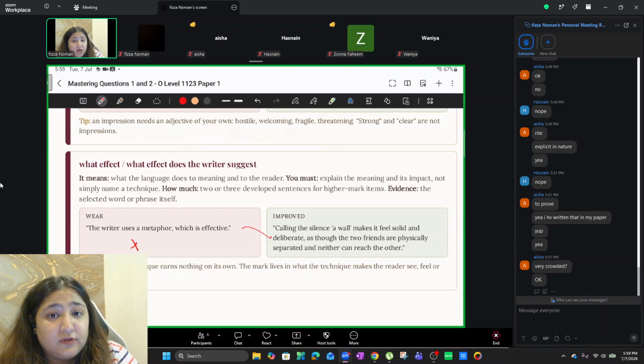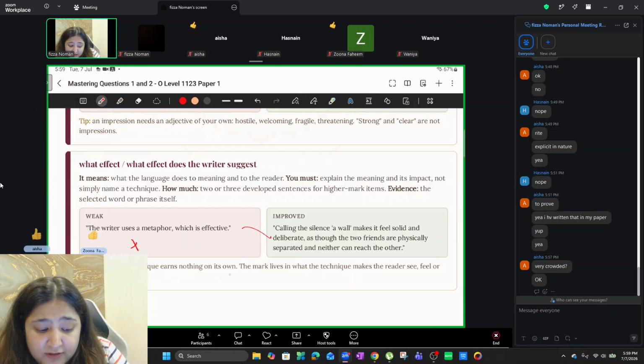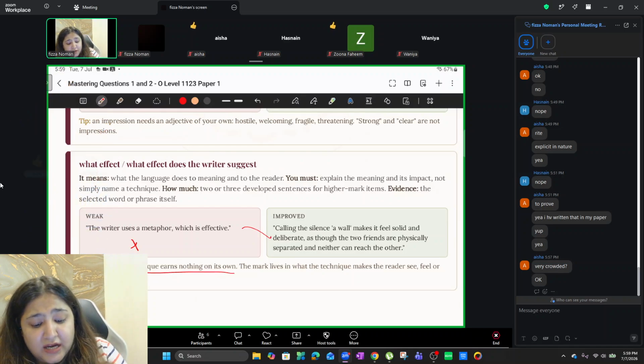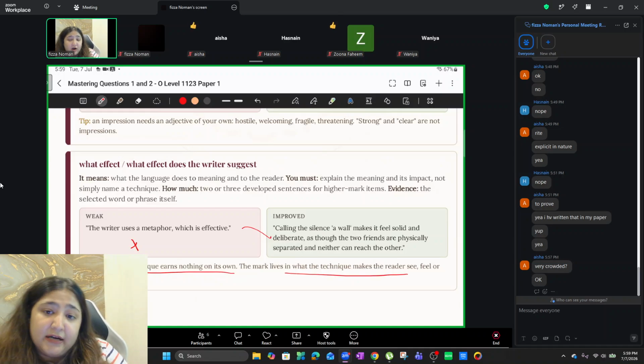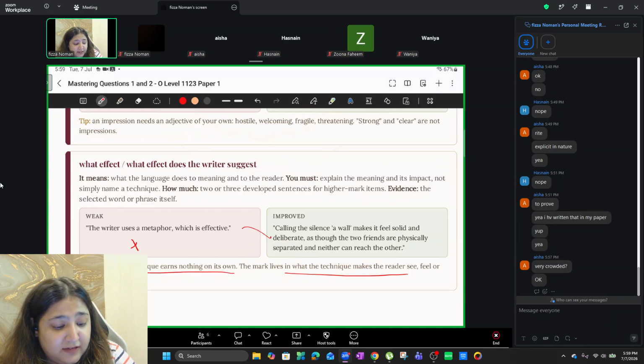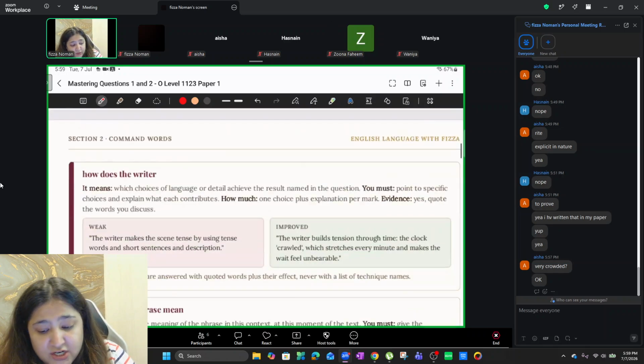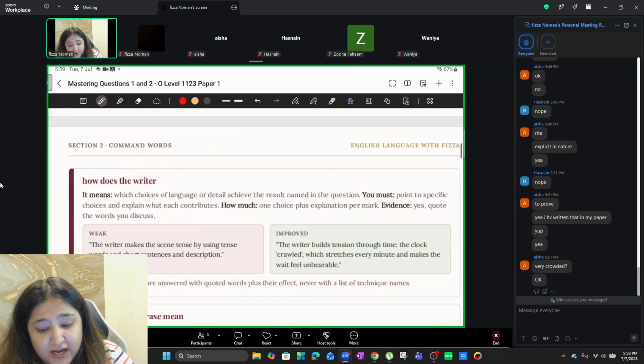Okay. So naming the technique is nothing on its own. The mark lives in what the technique makes the reader feel, see or understand. And this is where we stop. We will inshallah continue from page number 8 tomorrow.